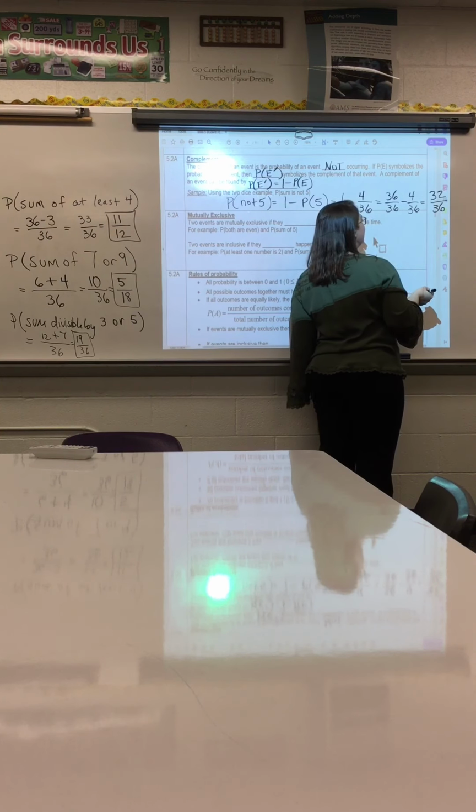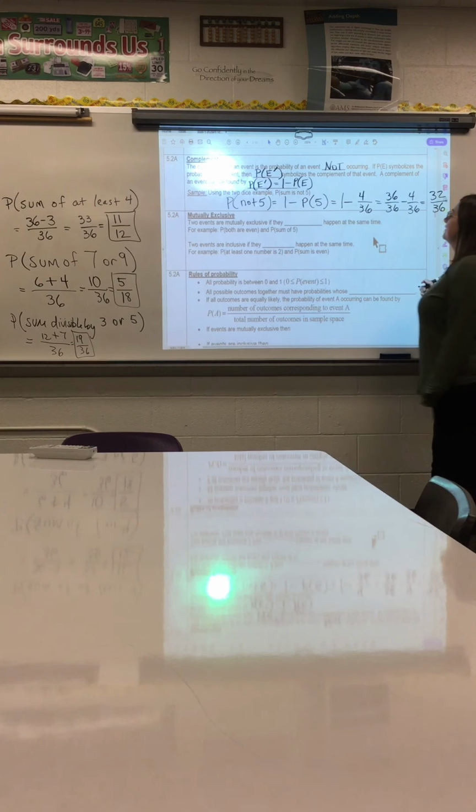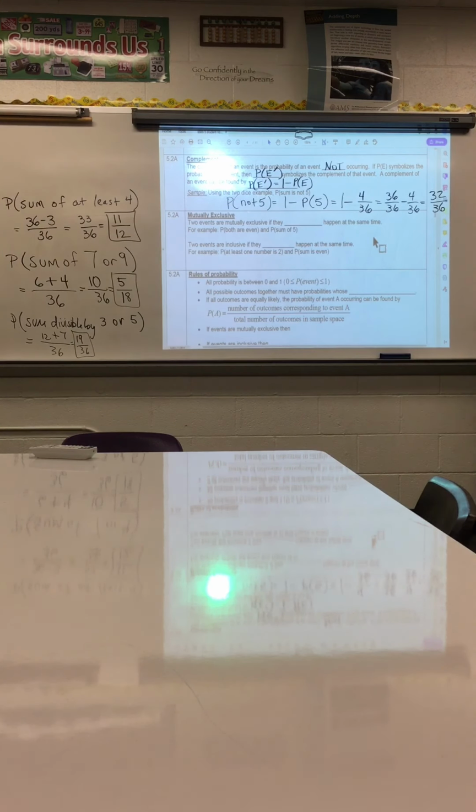Could you not just write that last part, 36 over 36 minus 4 over 36 equals 32 over 36? I think so. Okay, and then reduce that. Can you reduce it first and make it 1 minus 1/9? Yeah, you could. That'd work too.